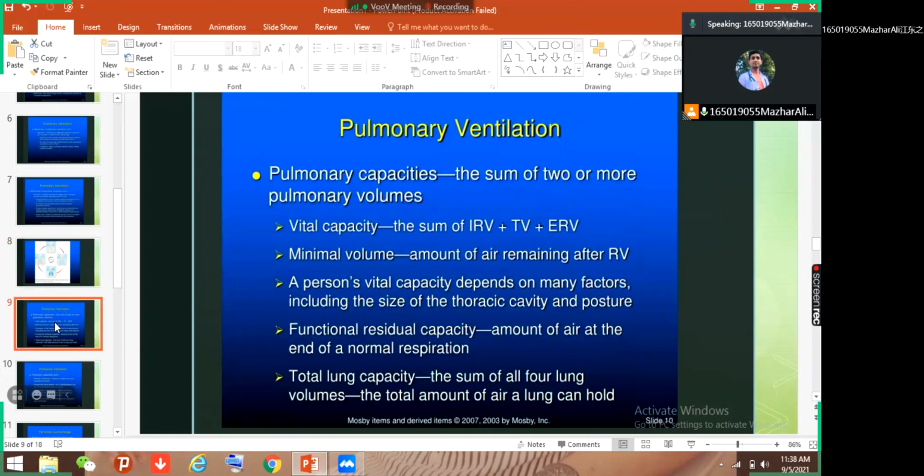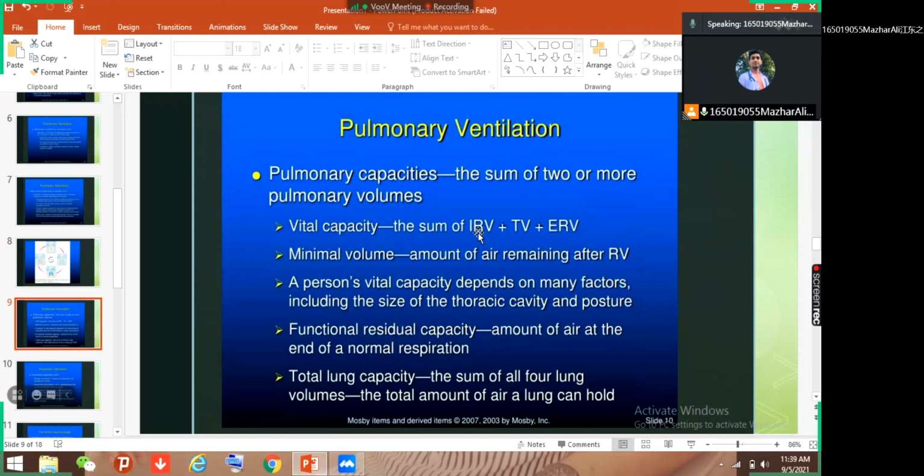Now I'm talking about pulmonary ventilation. So what is pulmonary ventilation? Here we talk about pulmonary capacity, the sum of two or more pulmonary volumes. What's the vital capacity? Vital capacity is the inspiratory reserve volume, tidal volume, and expiratory reserve volume.